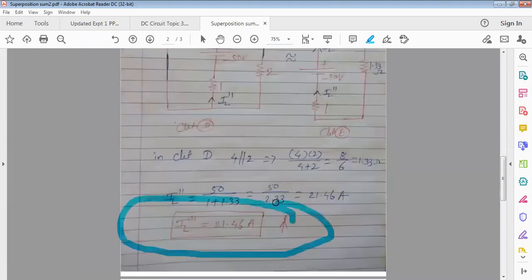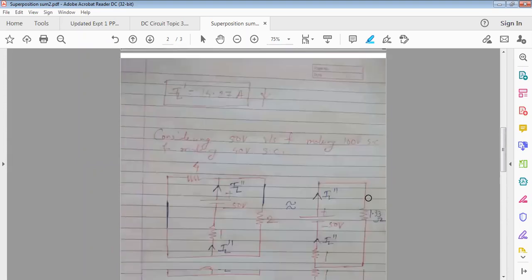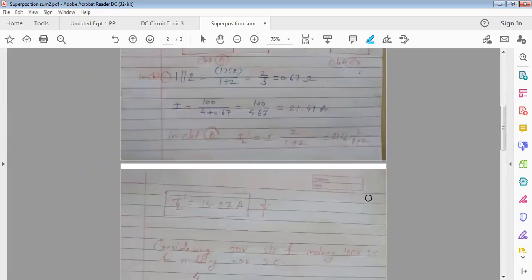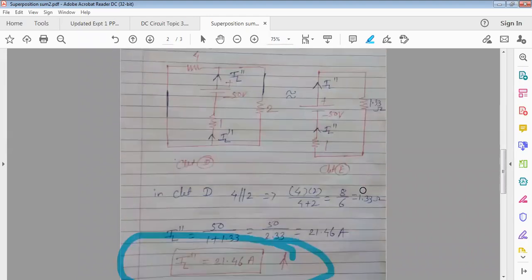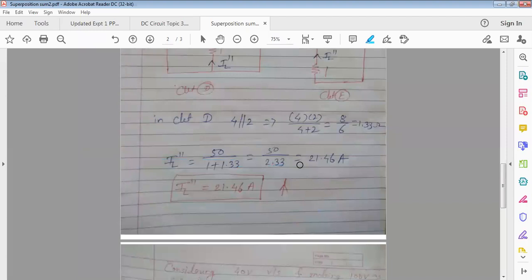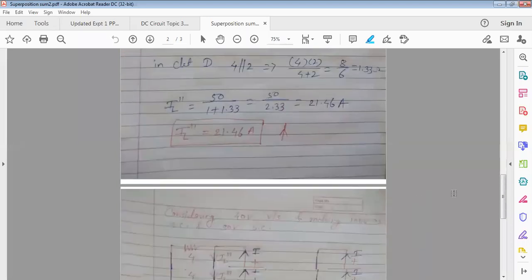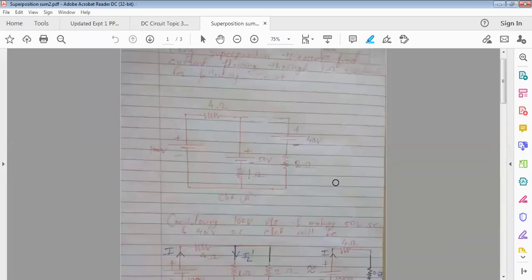So this is the correct answer. Got it? Or considering the 100 volt voltage source only using superposition, so IL dash you have to find out there. Or they will ask you with 100 volt also, with 50 volt also, any two, with any two voltage sources. Okay, like this. Now the third source is also there.